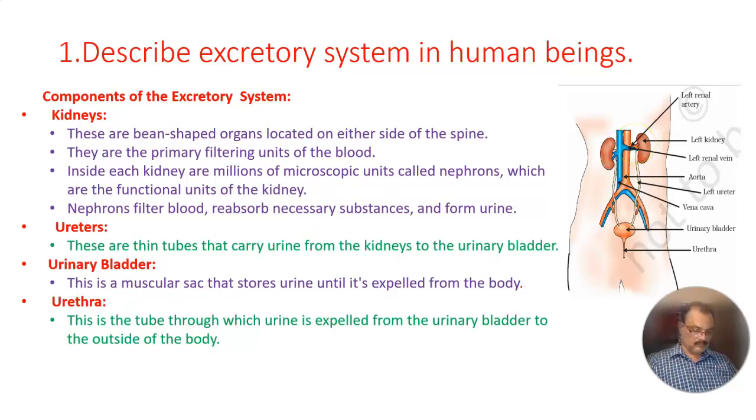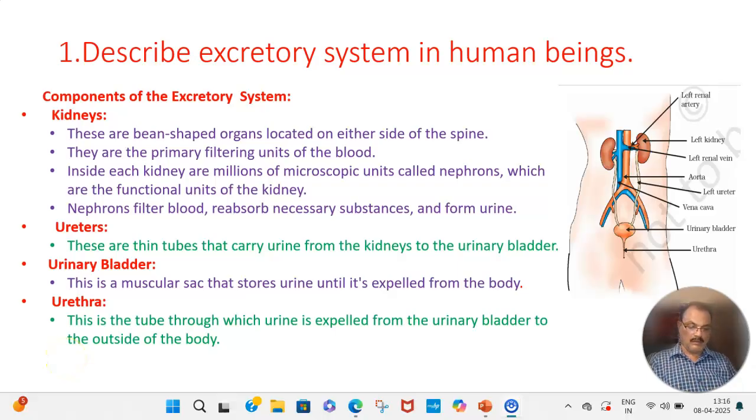Here is a breakdown suitable for a 10th grade understanding. Key functions. Waste removal. The primary function is to eliminate nitrogenous wastes like urea, which are produced from protein metabolism. It also removes excess salts, water, and other metabolic byproducts. Osmoregulation. The system regulates the balance of fluids and electrolytes in the body.